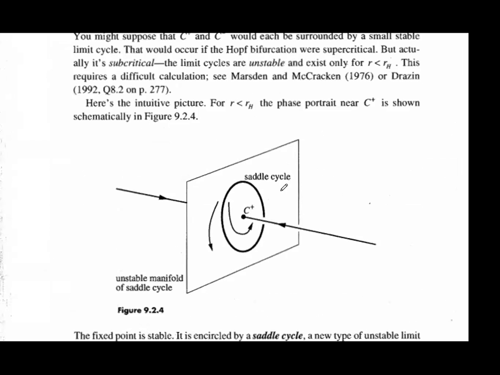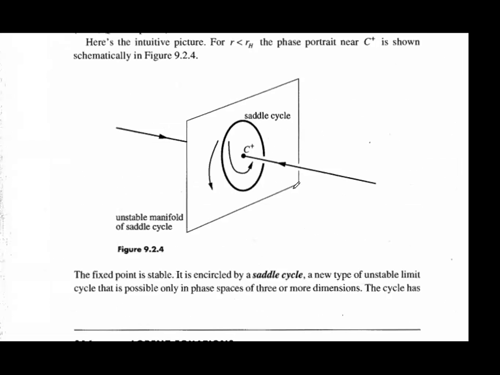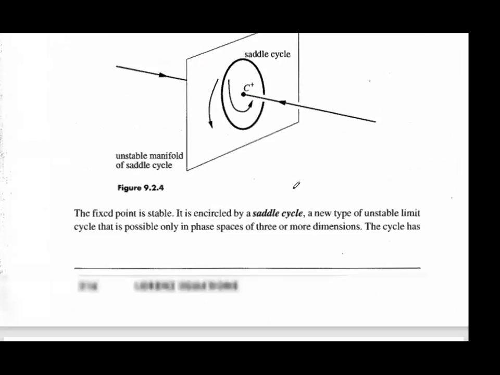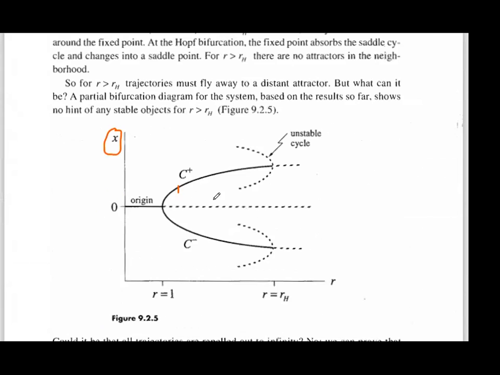Here, look at this. This is our saddle point. We know that at the origin we had an unstable saddle point. Remember, when r is bigger than 1, we had two additional fixed points in the system, and the origin becomes unstable.